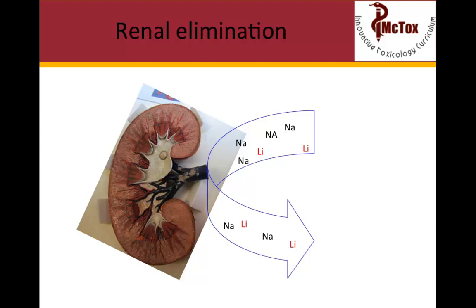Kidneys see lithium as a sodium ion, and under normal physiologic conditions, the kidney reabsorbs sodium as needed to control fluid status in the body. In the case of dehydration or sodium depletion, the kidney reabsorbs more lithium thinking it's a sodium molecule. This will decrease the amount of lithium being eliminated and increase its level in the body.